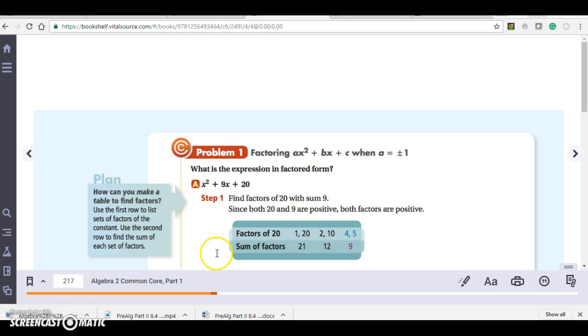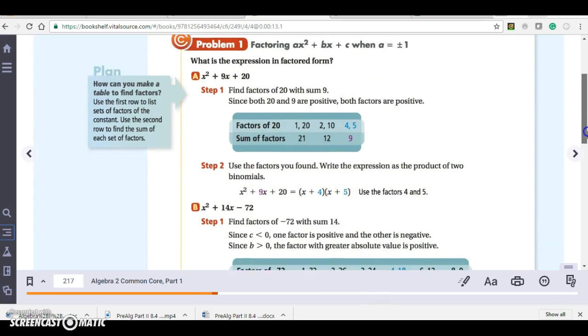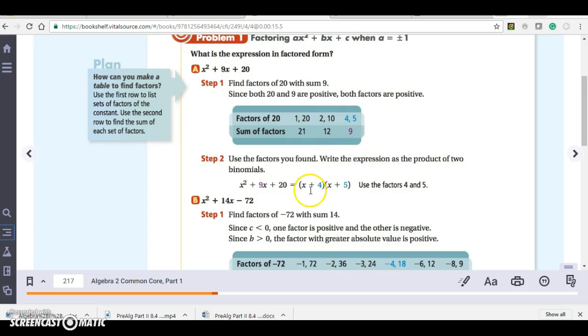So factors of 20 include 1 and 20, excuse me. 1 plus 20 equals 21. 2 and 10, 2 plus 10 equals 12. And 4 and 5, 4 plus 5 equals 9. So I can rewrite it as x plus 4 and x plus 5.